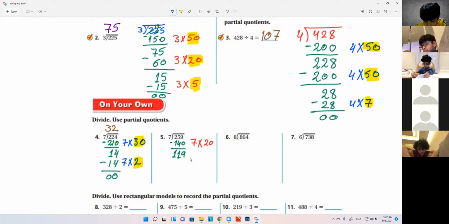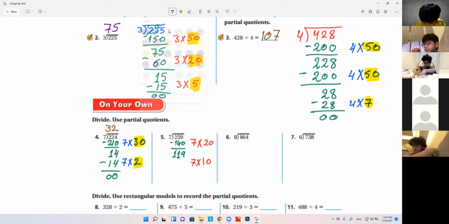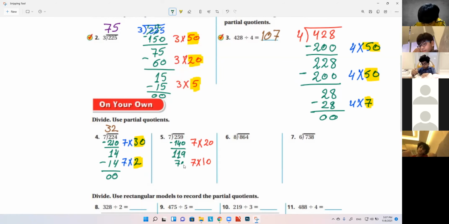No, because 140 is greater than 119, so we can't. So let's multiply by 10 now. Okay, now it will be 70. Okay, and then let's subtract.